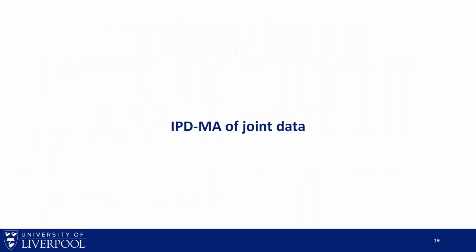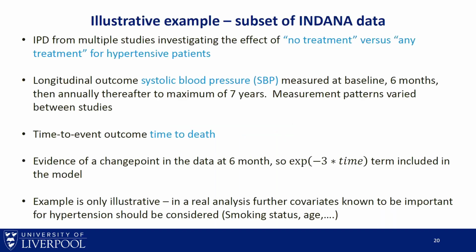So now we're going to move on to individual participant level meta-analysis of joint data. And I'm going to start by introducing an illustrative example dataset that I'll be using throughout the rest of the webinar. It's a subset of the INDANA dataset containing any study that provided both individual level longitudinal and time to event data. It's a dataset of hypertensive patients providing longitudinal continuous systolic blood pressure and time until death. And patients have been coded as either receiving treatment for hypertension or not receiving treatment for hypertension.